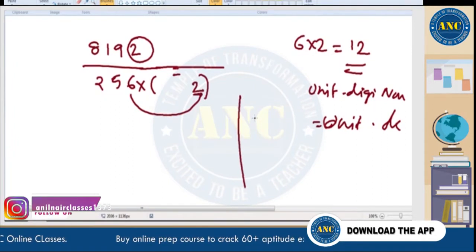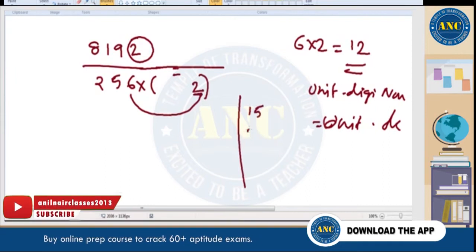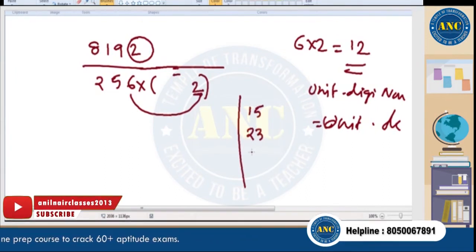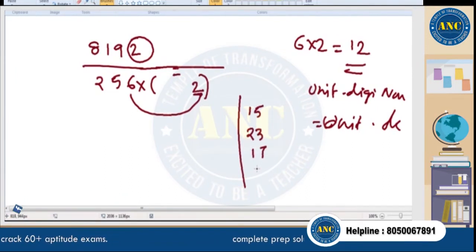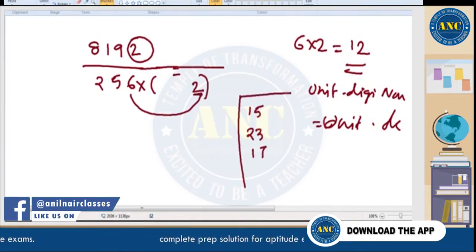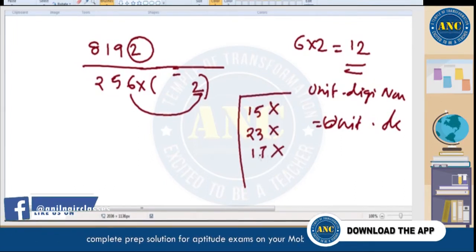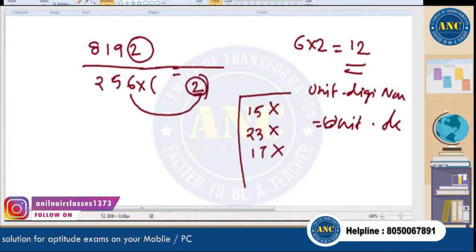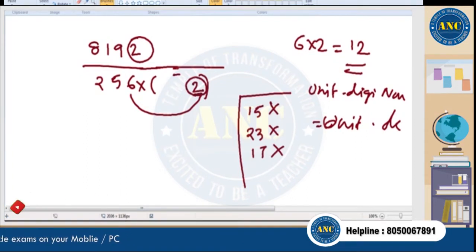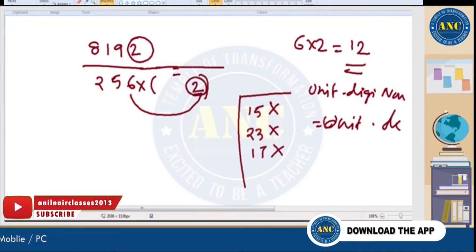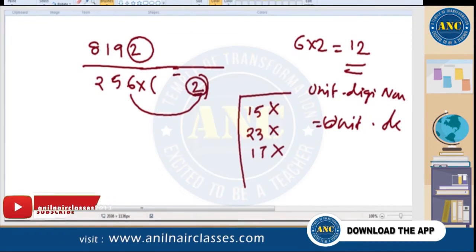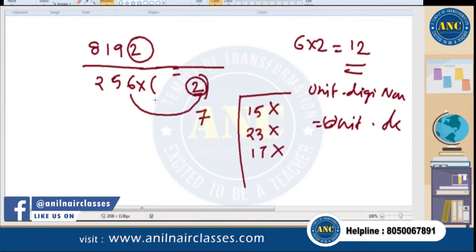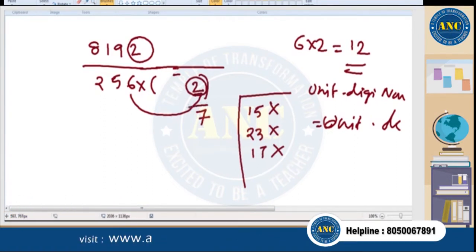So the unit digit should be 2, sir. So the options can be like this: first option 15, second option 23, next option 17. For this, if the options are like this, I can eliminate all the options. Why, sir? In the answer, the unit digit should be 2. Always you have to work according to the given options, sir. Yes, sir, I am coming to you. Yes, it can be 7 also, sir, because 6 7s is also 42. So you have to consider the options.